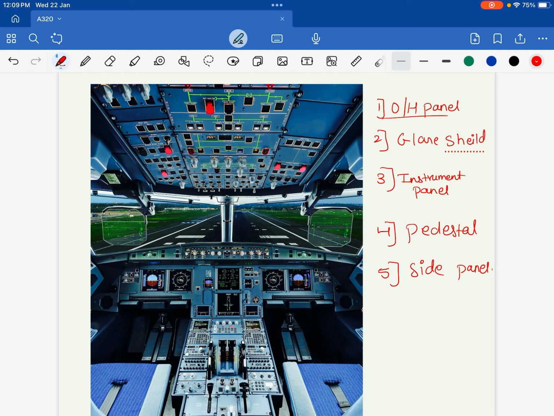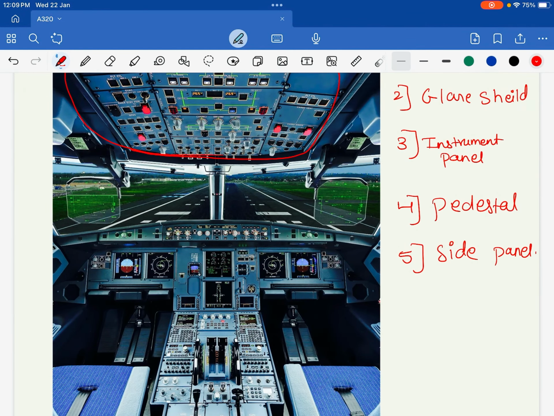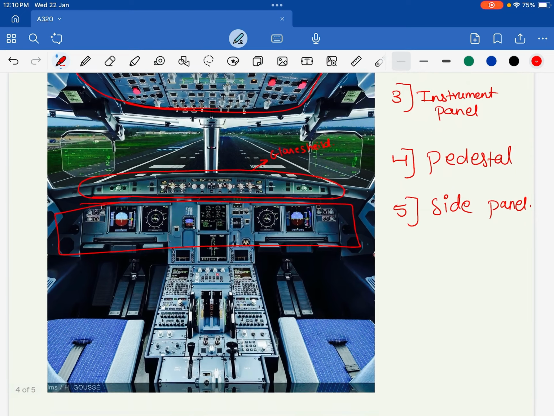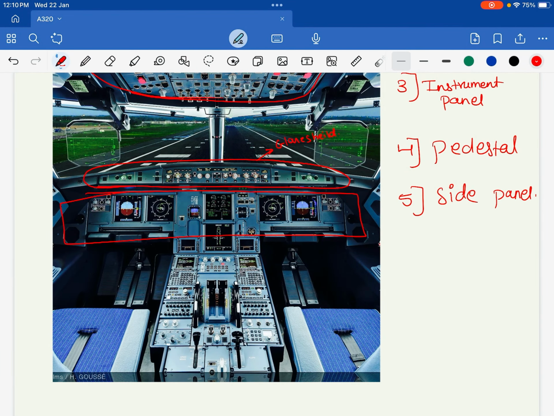Now what is the overhead panel? So this whole thing is the overhead panel. Okay. Next is glare shield. So this part is the glare shield. Then next is instrument panel. So this part is the instrument panel. We will discuss all the parts one by one in the next video. Next is pedestal. This is the pedestal. Okay, and the last one is side panel. So this one is the side panel.